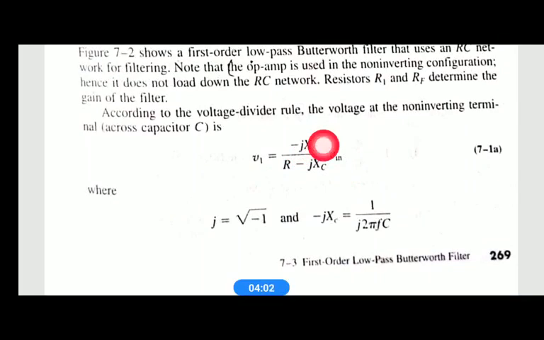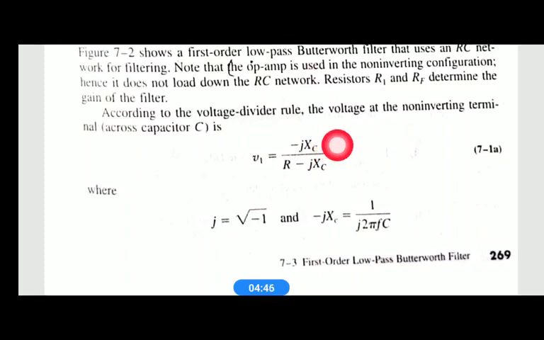Here we take the capacitive reactance in imaginary form with a negative sign. We always take capacitive reactance as negative and inductive reactance as positive, to indicate that the capacitive reactance is always opposite to the inductive reactance. So we take capacitive reactance as minus jXc, whereas inductive reactance as plus jXl.